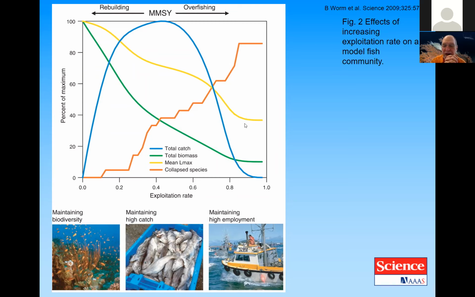And so, there's a couple of problems with this. One problem is that for most fish species, a large proportion of the reproduction is completed by the older female fish.